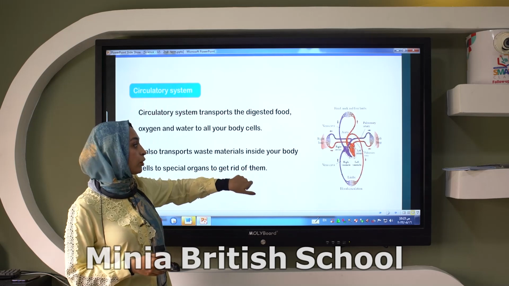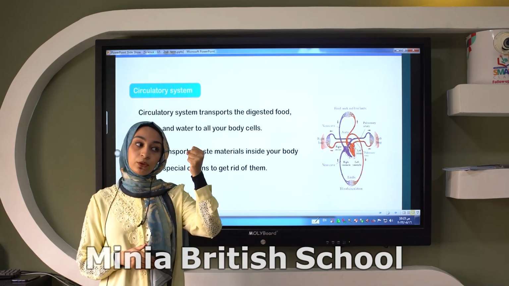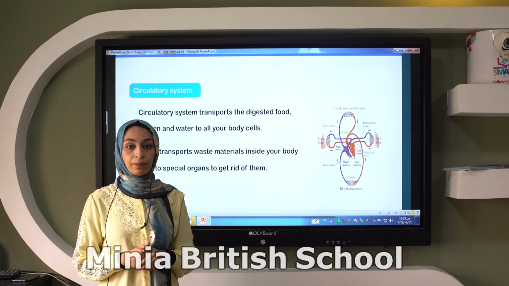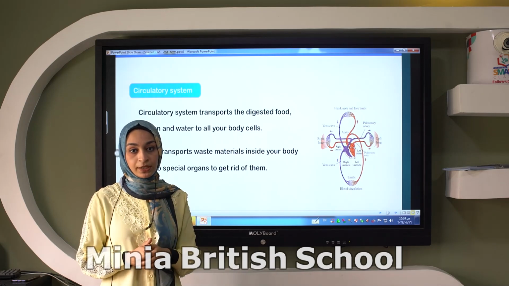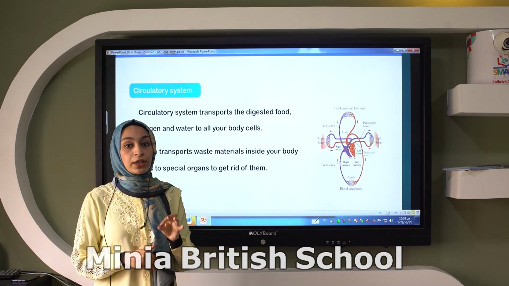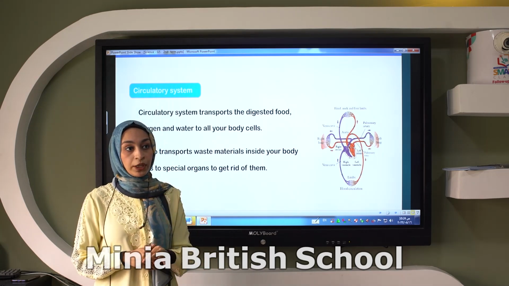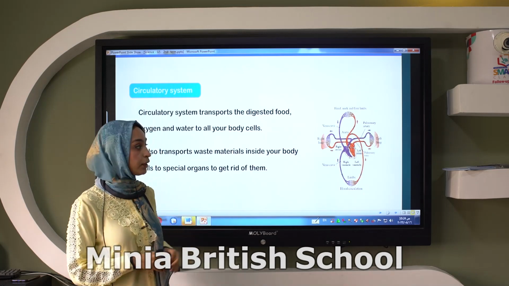Let's start with the heart. As we know, the heart is a muscular hollow organ. Its size is equal to the size of your fist. It pumps the blood through the body cells. This is the function of the heart. Focus on what's meant by it and mention one function for it, especially in this unit.